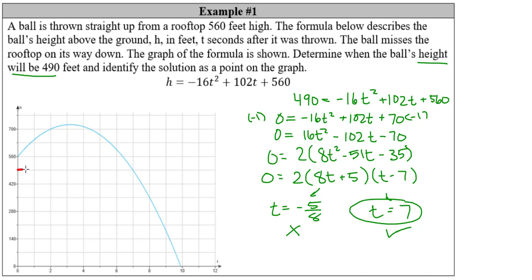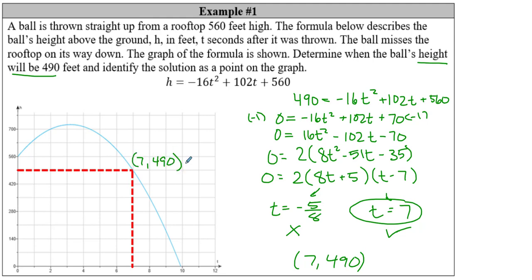So at 490, we stretch all the way to the end of the graph right here. And then if we follow this down to find our x value, oh, would you look at that? 7 seconds. So yes, this is telling us that at 7 seconds, we are at 490 feet. Okay, so that is how this works.